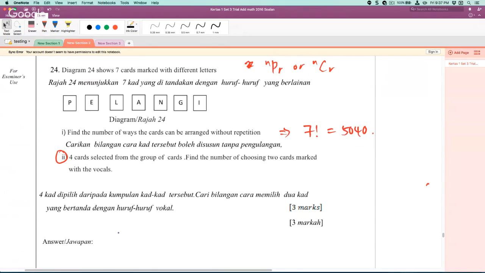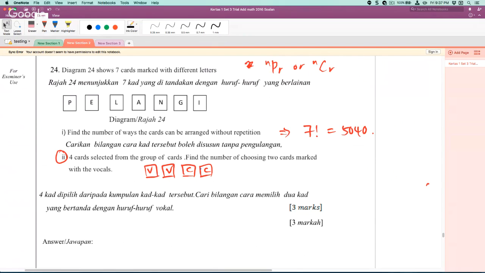And then they want 2 of the cards to have the vowel. So that means this one must be vowel, and the other 2 have to be consonant and consonant, because not the vowel means it is consonant. Consonant means not A, E, I, O, U. It means B, C, D, F. All this we call consonant, meaning not A, E, I, O, U.